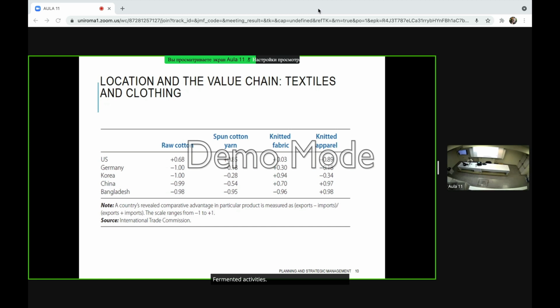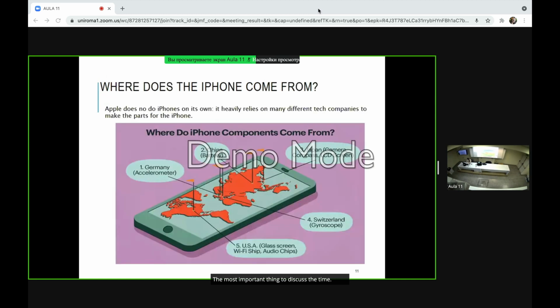Fragmented activities obviously require taking into consideration the cost of coordinating subsidiaries which are dispersed globally. The most important of these costs is time. This is another example of fragmentation of activities in the value chain. We all know that the iPhone is composed of parts which are produced in different countries. For example, the battery in China, Japan produces camera and LCD screens, Switzerland the gyroscope. I don't know what a gyroscope is.